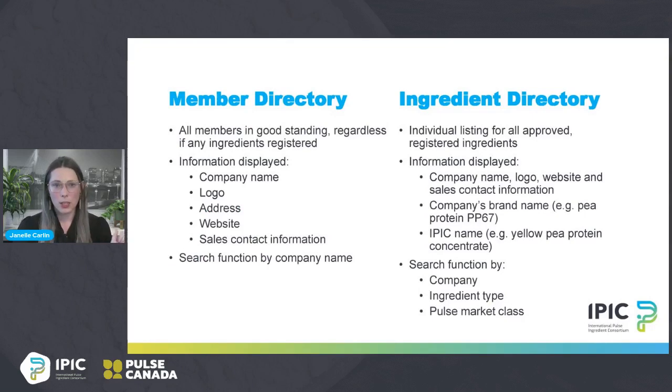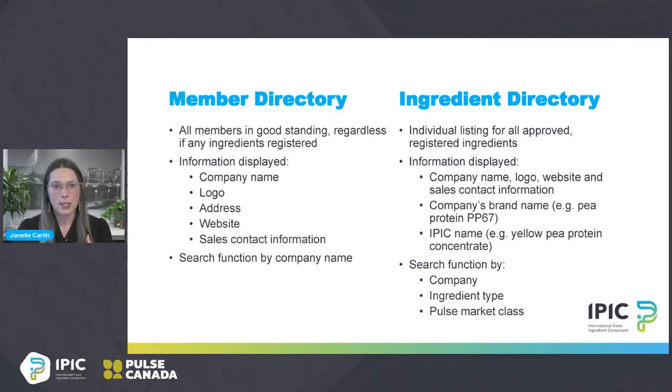So on the IPIC website, again, that's pulseingredients.com, there is a member directory as well as an ingredient directory. The member directory includes companies. So for example, Pulse Canada has signed up and is a member in support of this initiative, but we don't have any ingredients that we produce or sell. But our organization would pop up under this member directory.